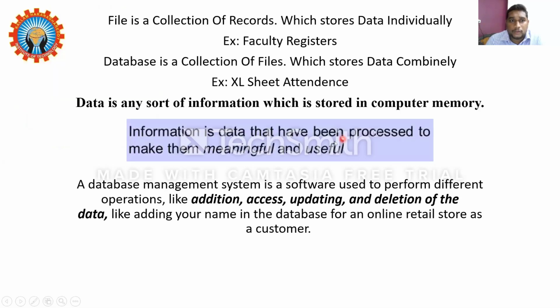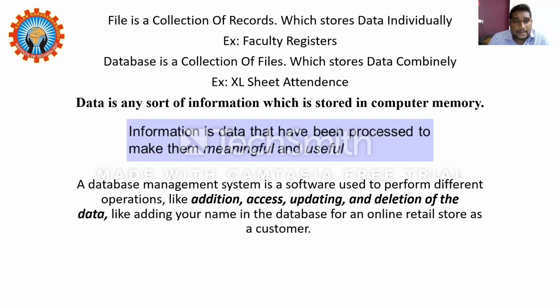Okay, coming to the first topic, what is a file system? A file is a collection of records, but we store data individually. For example, consider faculty registers. We have 6 faculties in your semester, and all will maintain their own register, so that when I say bring all the third CSC registers, it means the department.